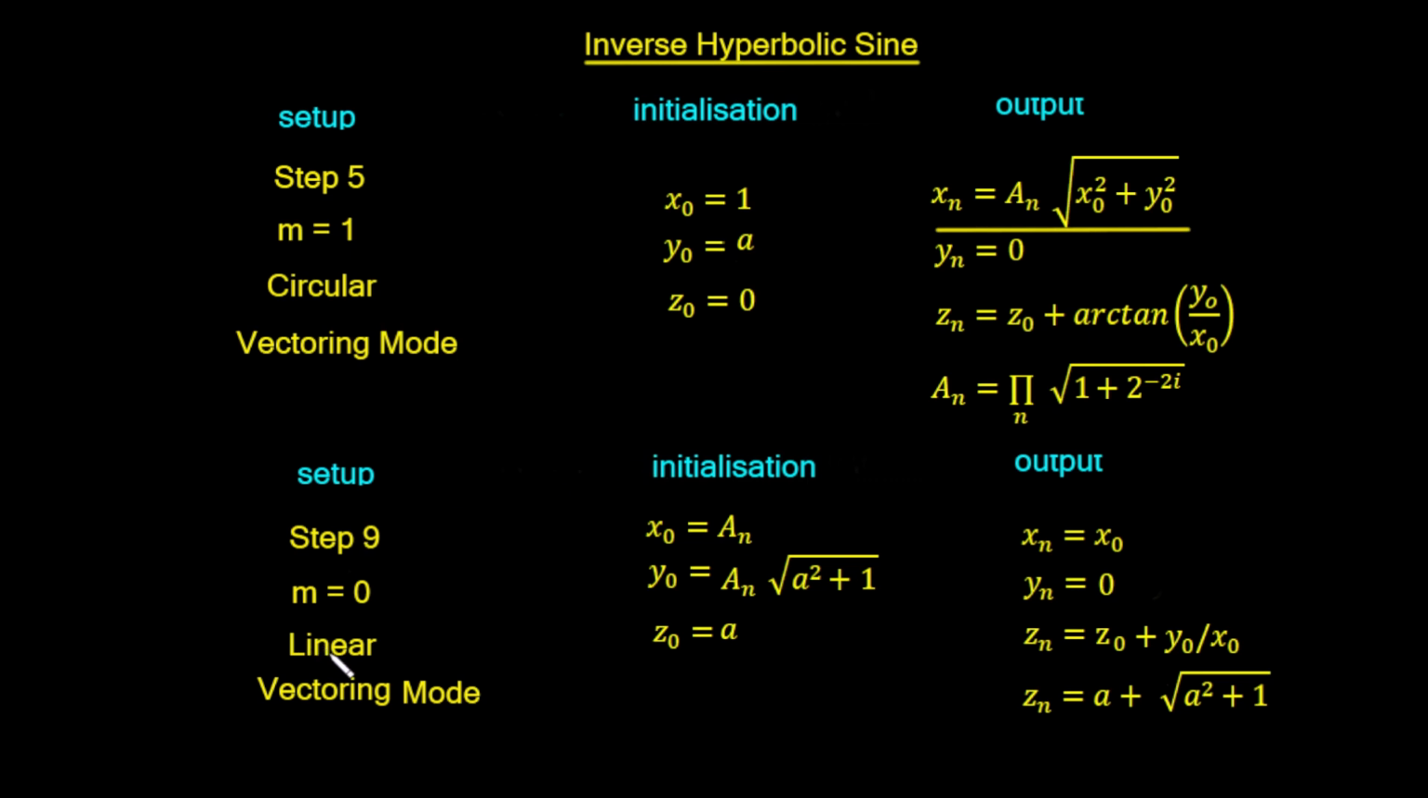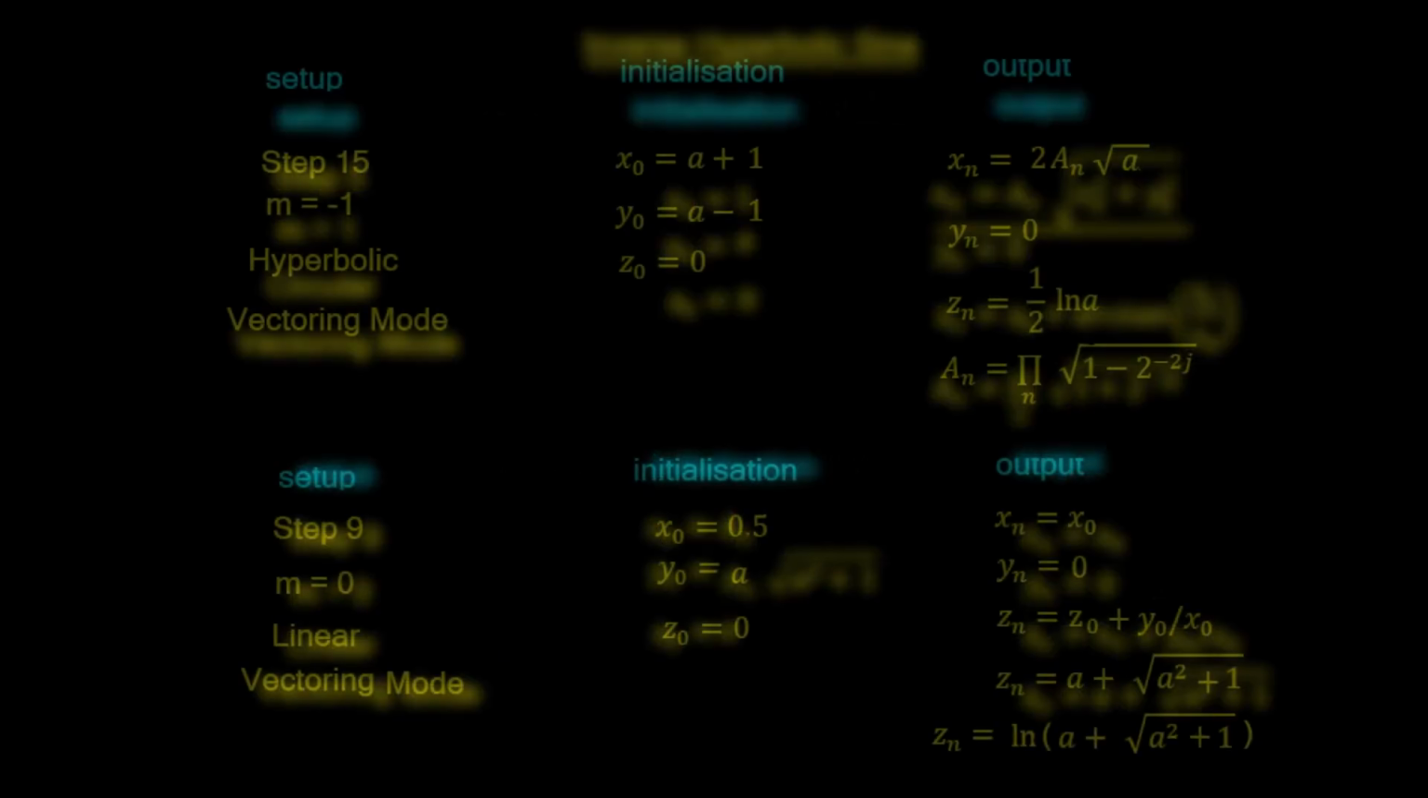The next stage is going to be linear vectoring mode, and we're going to be getting rid of this term of An, so we're going to do the division. So x0 is An, y0 is the output from the previous stage, which is this value here, and z0 is equal to a. So we're going to be left with Zn equal to a plus the square root of a squared plus 1. Now we have to go and find the natural log of this.